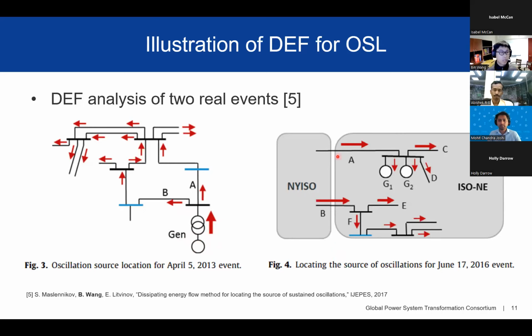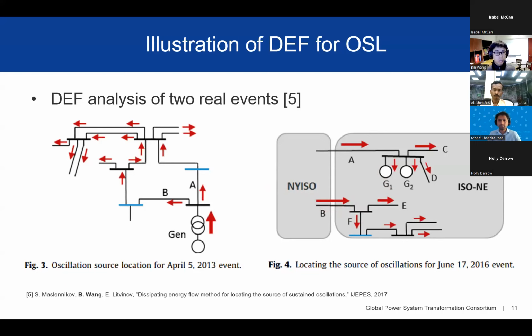When we monitor the timelines between New York ISO and ISO New England, we can easily see that the dissipating energy is flowing from the New York ISO area into the ISO New England area. So with that, we can conclude that the destabilizing components in the system for this oscillation are located outside the ISO New England area. It could be within the New York ISO area, or it could be other areas behind New York ISO.